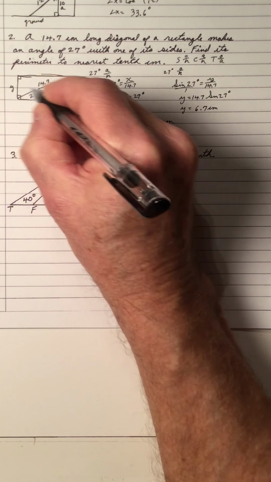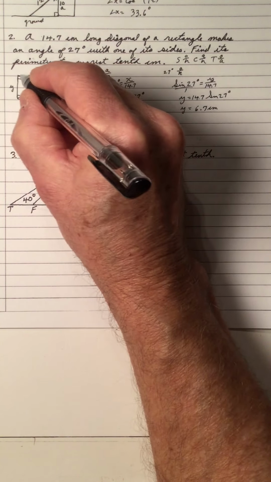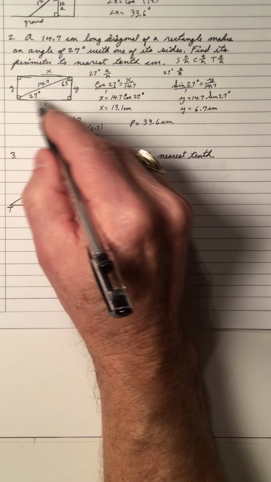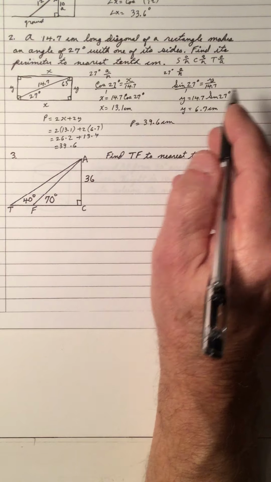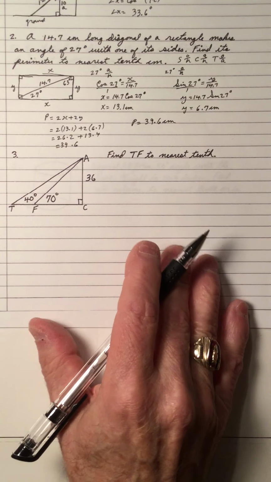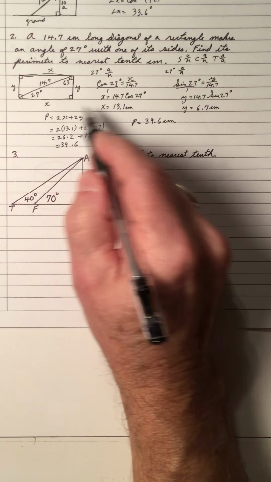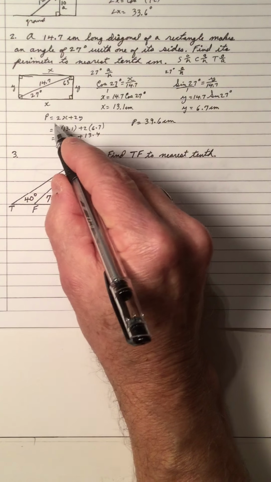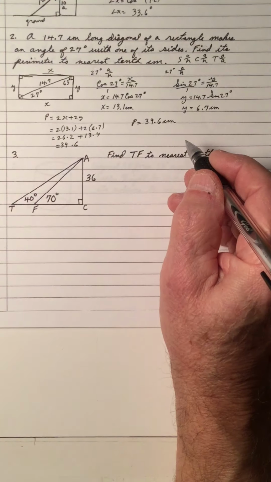Remember, that's a Y there. This length is this length, and this is a Y, X here. So the perimeter is 2x plus 2y. I could have added all the numbers up instead of using this formula, but as you can see, twice the length plus twice the width is the perimeter.